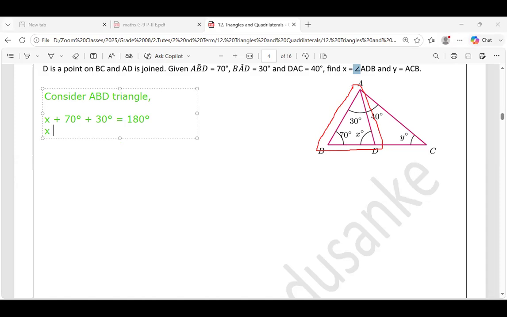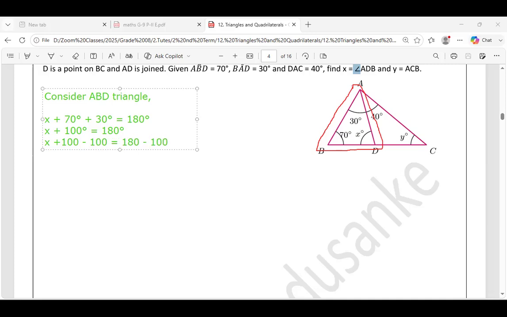Right, x plus 70 plus 30. 70 plus 30 is 100 degrees, right, which is equal to 180 degrees. So now you know what is to be done. X plus 100. If you want to remove 100, subtract 100 from both sides. On the other hand side, you have 180.